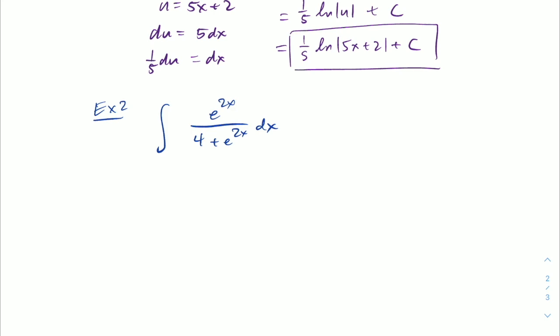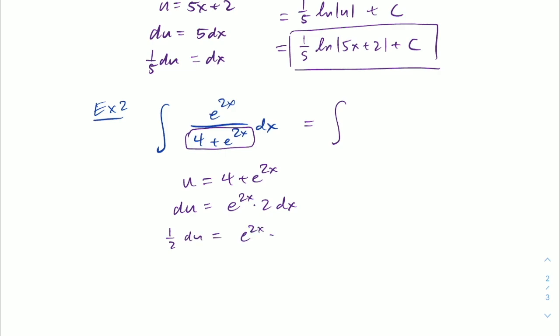All right, we're back. So the key to this problem is to identify the denominator as u. So we'll call 4 plus e to the 2x u. We'll differentiate, and we'll get e to the 2x times 2 dx. And now we see that this is really a 1 over u type problem. That denominator is just u, and then the numerator is our du up to a constant. We need to adjust it slightly, so we'll need to multiply both sides by a half so that it matches what's left over, this e to the 2x and dx.